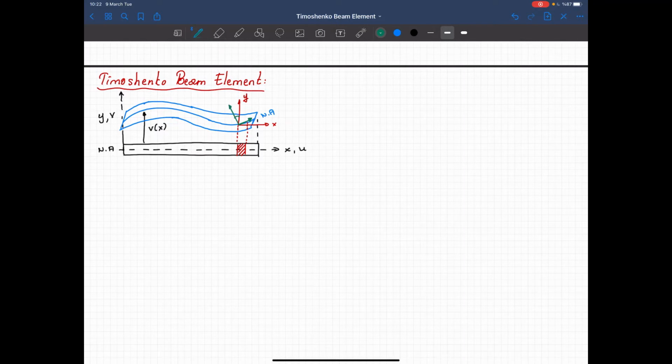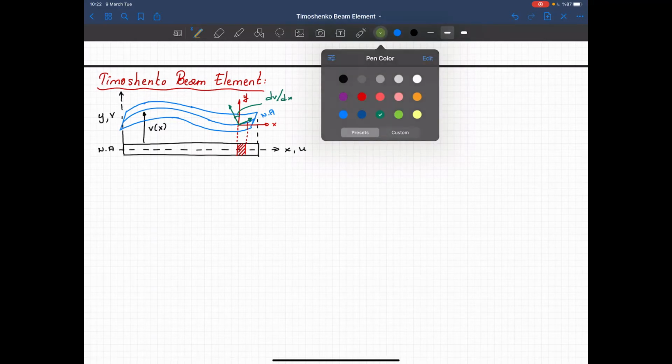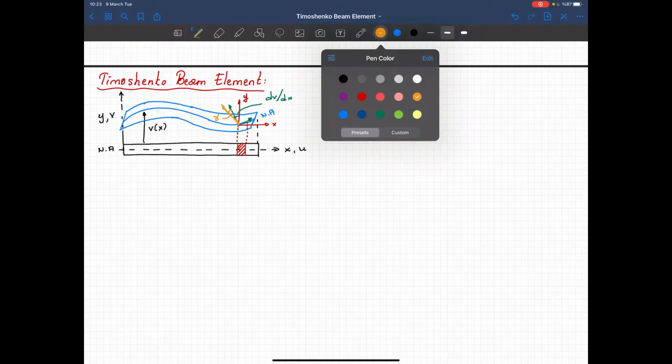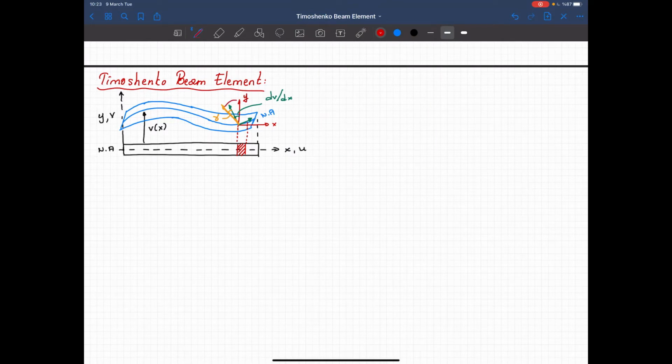So this angle is dv over dx, but we have also a shear deformation, so let's show that also. In addition to that, I see some shear deformation here, so it increases the angle, and that deformation is our shear strain. And the total angle change will be theta. So that's the definition of the Timoshenko beam element. We have a first order correction for the shear deformation.